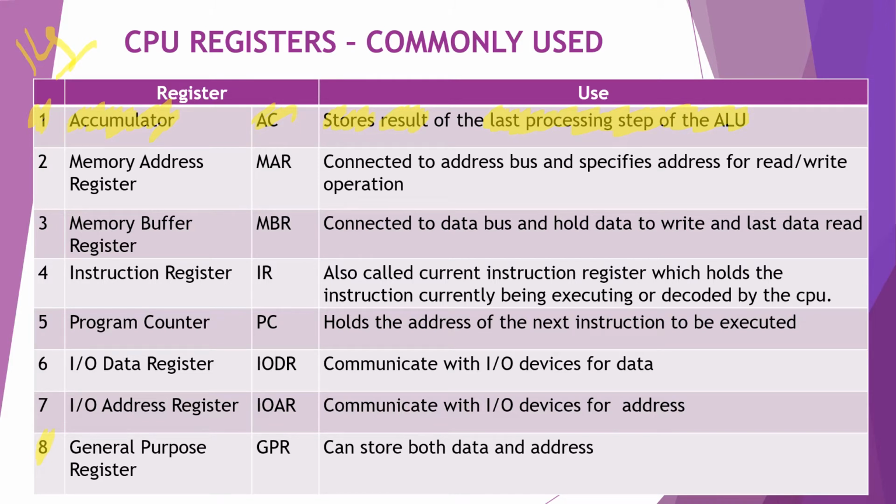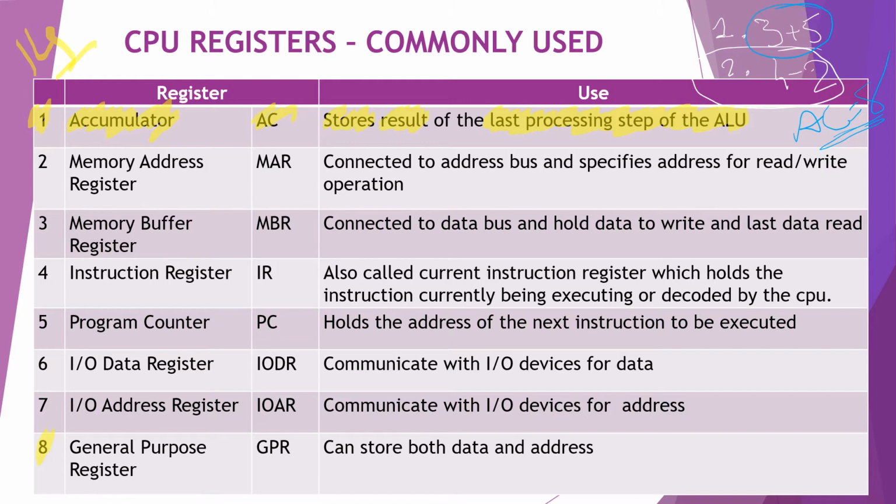What does it mean? Let's take one example. Suppose I have two instructions. The first instruction is 3 plus 5, and the second instruction is 4 minus 2. And currently my ALU is working on the second instruction. In that case, I can say that my AC register has 8. Why? Because I got 8 as a result of the last processing step, right? So my AC contains 8. So this is about the accumulator.